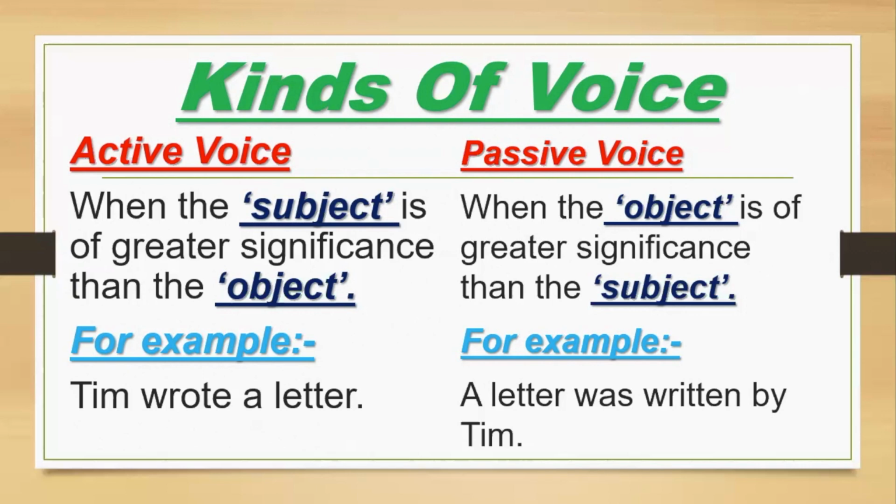Passive voice, when the object is of greater significance than the subject. Means if we want to tell that in this sentence object has greater significance, object is of great importance than subject, then passive voice is used. For example, a letter was written by Tim. What has Tim written? Tim has written a letter. Here object is of greater significance. Okay, so this is the main difference.